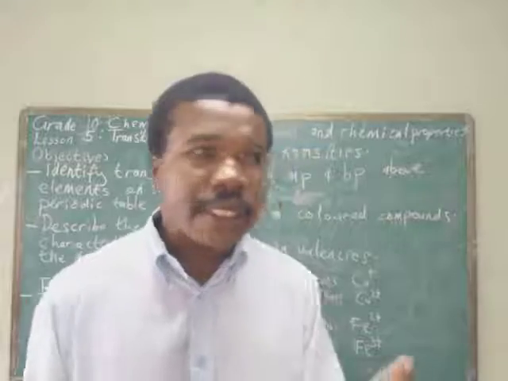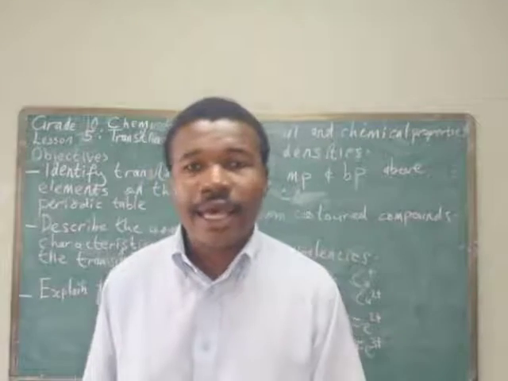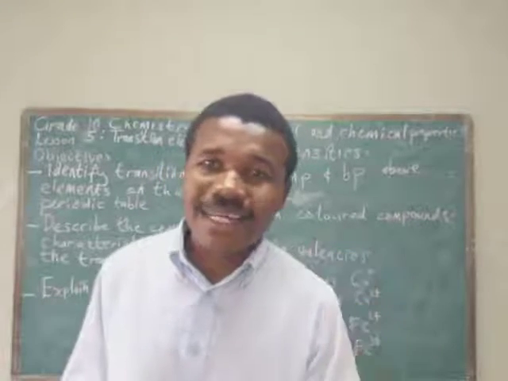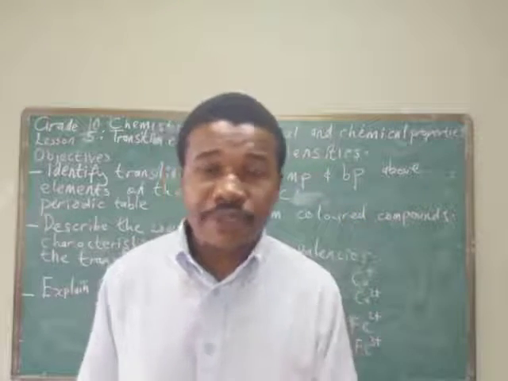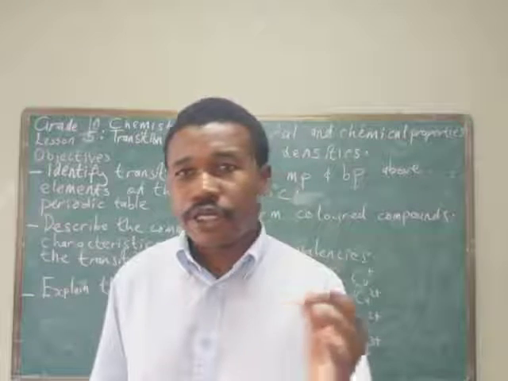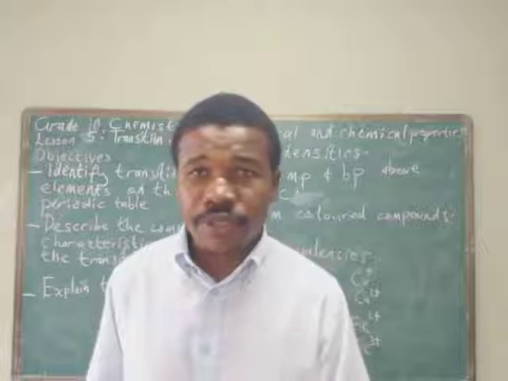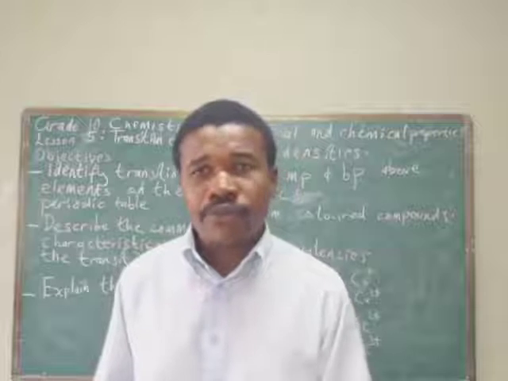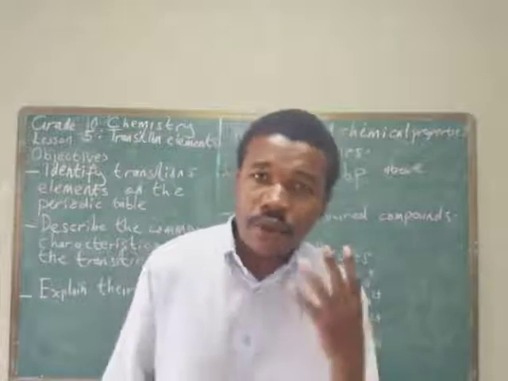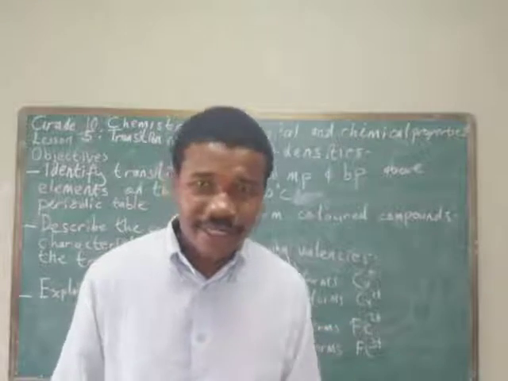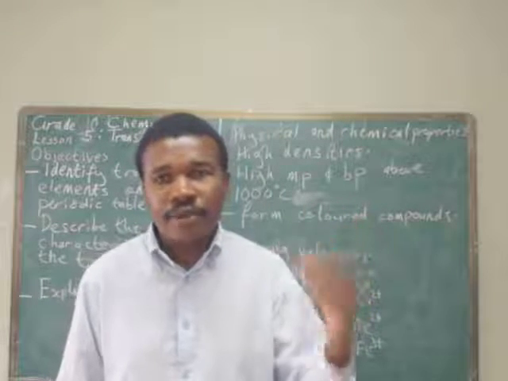And because they are metals, they are obviously going to have high densities, high melting points, high boiling points, and the other characteristics common to metallic substances. They are usually, though not always, solid at room temperature, with the exception of mercury. Mercury is the only transition element that is liquid at RTP, room temperature and pressure. They also conduct electricity, because they are metals, so we don't have to take that much time in this lesson.